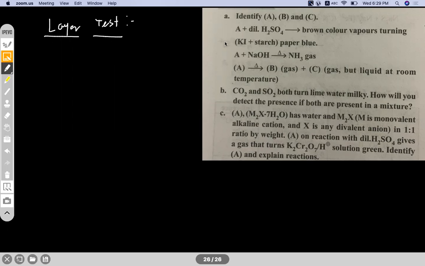Yes, nitrite ion, correct. So A is nitrite ion, that's right. So we can say A is NH4NO2, because ammonia gas is also evolving. Now, B, you see, ammonia gas is evolving. So we can have NaNO2 and NH3. What is B there? And C is also a gas, but liquid at room temperature.